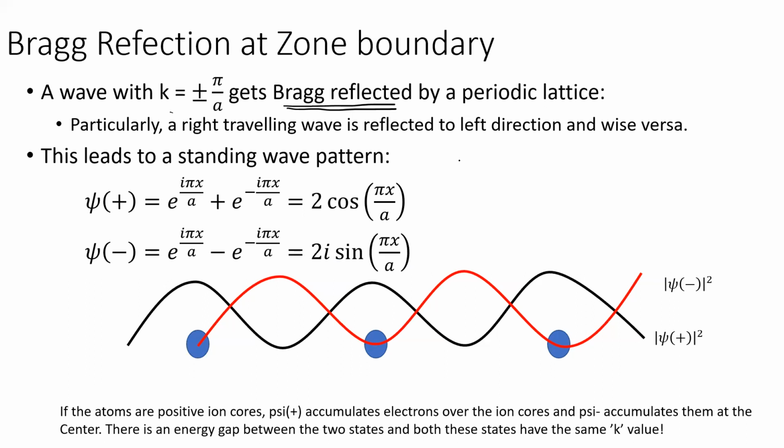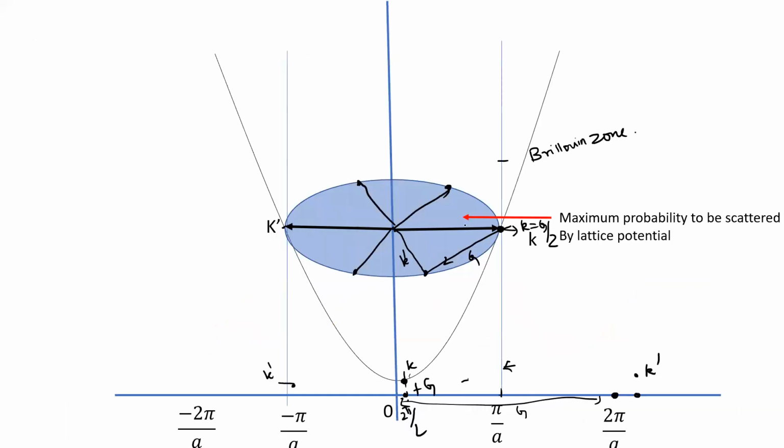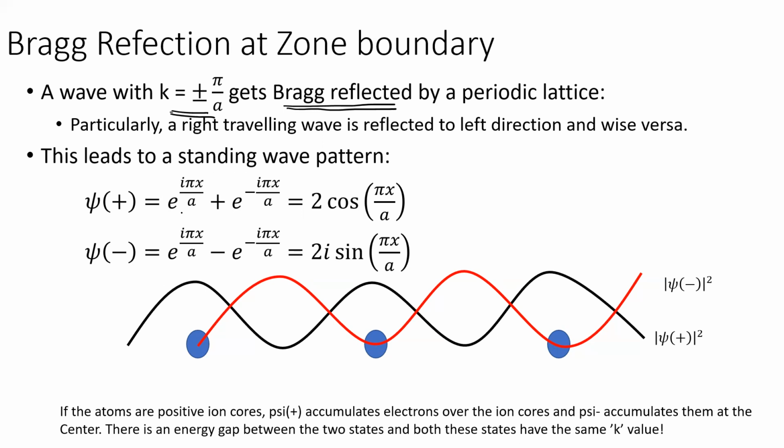So what we mean is, an electron which has K equal to plus or minus pi by a. Let's say an electron here gets scattered back in the exact opposite direction, right? It reaches this boundary, gets scattered back again, and again, right? So it keeps getting scattered, and hence it forms what is called a standing wave. This leads to a standing wave pattern because you have a summation of e power ikx by a plus e power minus ikx by a. There are two possible solutions. One is psi plus, another one is psi minus. So basically you have two standing wave solutions for an electron whose K vector is close to the Brillouin zone edge.